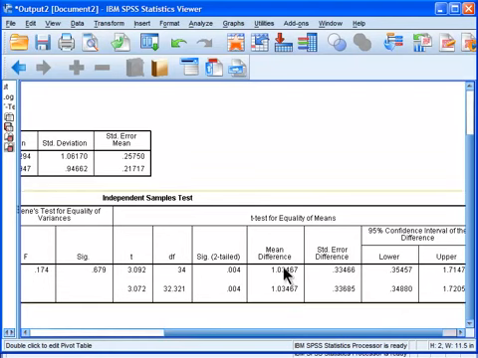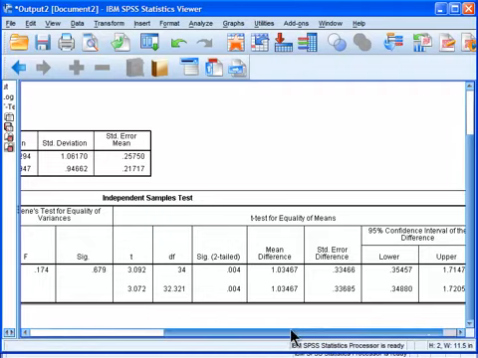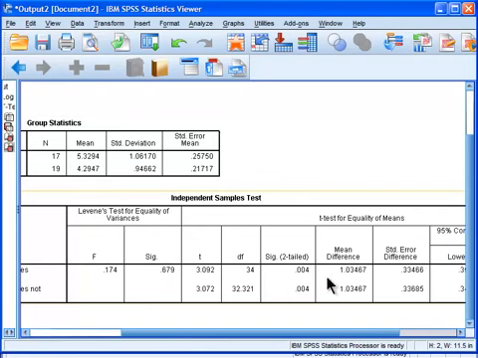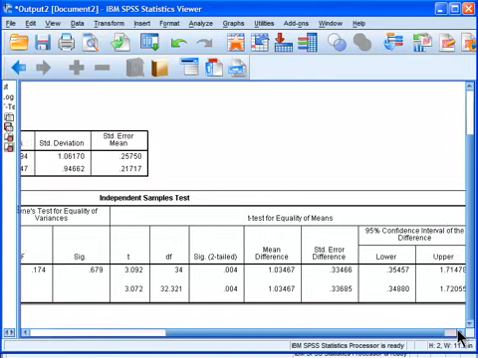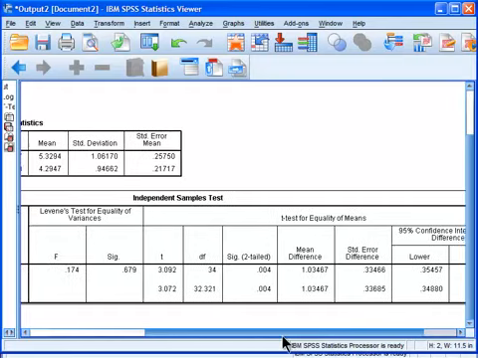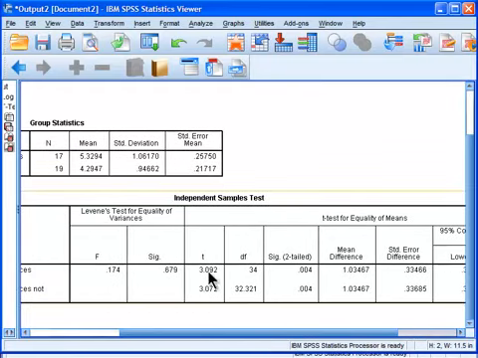SPSS also outputs the mean difference between the two means. So mean 5.32 versus 4.29 gives us a mean difference of 1.3467. The standard error associated with that mean difference is also outputted by SPSS, 0.334. And then it gives confidence intervals of the difference between the means. It's quite rare to see that reported in a report. People typically report the actual means, the standard deviations, the t-value, the degrees of freedom, and the p-value, and they tend not to report any of this extra information.